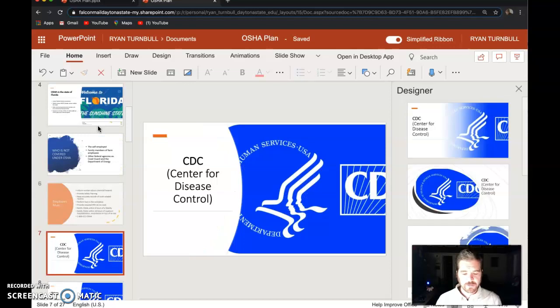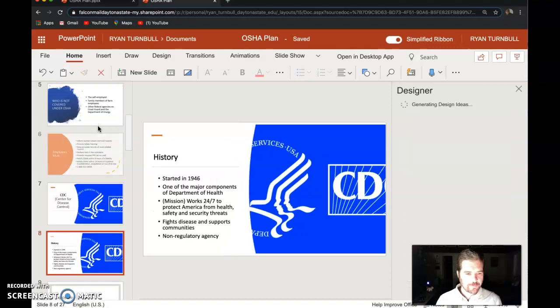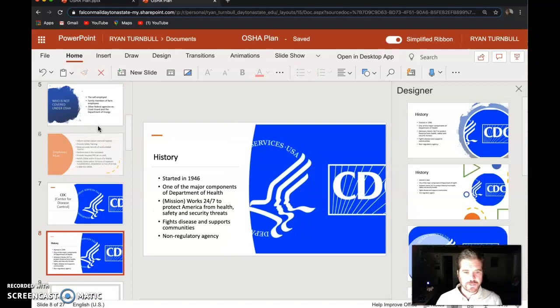Next, we have the CDC. We'll be going into a little bit of their history, not too much. CDC stands for the Center for Disease Control. What's kind of cool is that I've been by the building quite a few times. It's a cool building. I grew up in Atlanta, so that's a well-known building there. It started in 1946 in Atlanta, one of the major components of the Department of Health. Its mission is to work 24/7 to protect America from health, safety, and security threats, fight disease, and support communities. It's a non-regulatory agency.